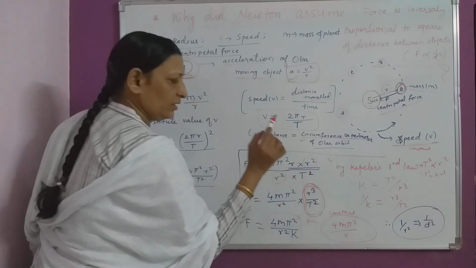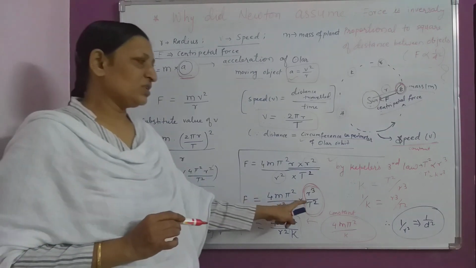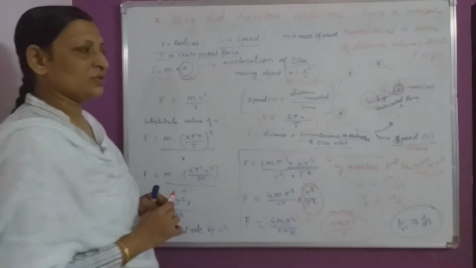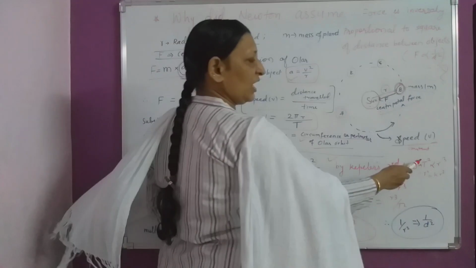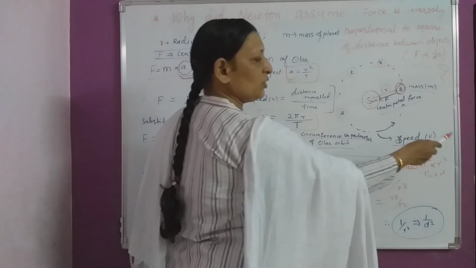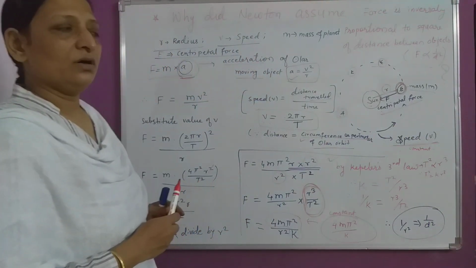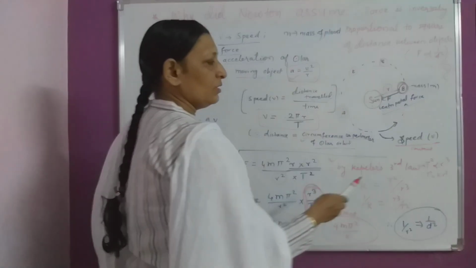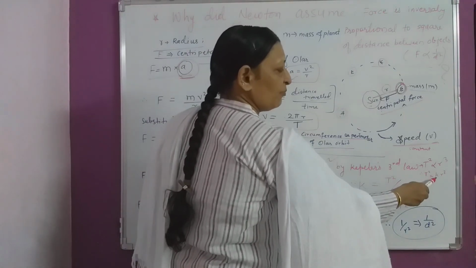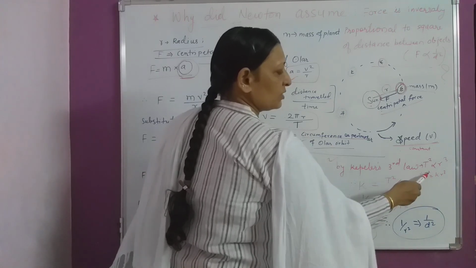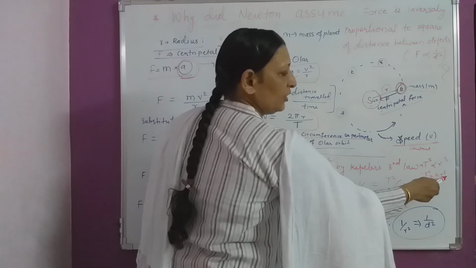Do you remember something? What does this remind us of? Kepler's third law. We have learned in Kepler's third law that the square of the time taken by a circularly moving object is directly proportional to the cube of the distance between them, that is the radius. So with a constant of proportion, T square is equal to k into r cube.